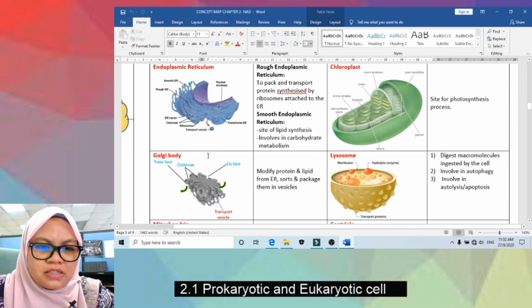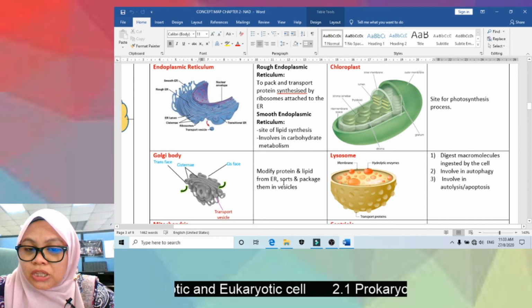So apa yang dia buat, this Golgi body, the function is to modify protein and lipid from endoplasmic reticulum, sort and packet them in vesicle. So the product from the endoplasmic reticulum, which is the protein and also the lipid, will be transported to the Golgi body, so that the Golgi body will package them into vesicle.